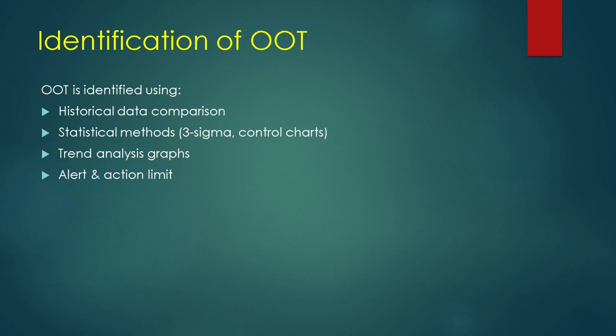Identification of OOT. OOT is identified using historical data comparison, statistical methods like 3 sigma control charts, trend analysis graphs, and alert and action limits. Statistical process control plays a crucial role in ensuring pharmaceutical processes remain within control, helping to identify OOT results early on. By using SPC tools such as control charts and process capability studies, manufacturers can detect deviations from expected trends before they escalate into OOS results.